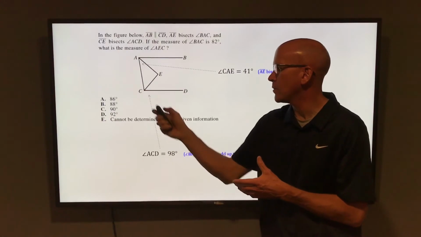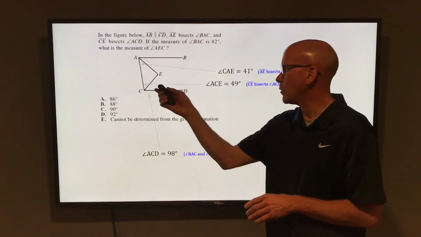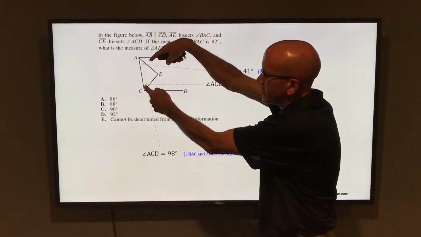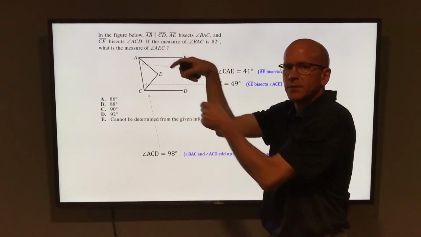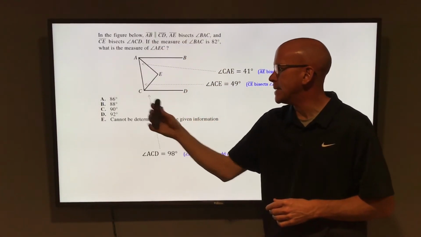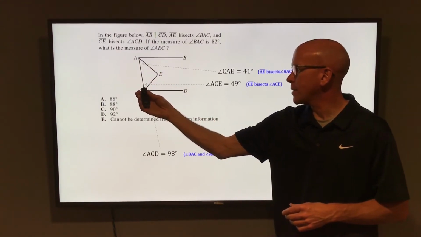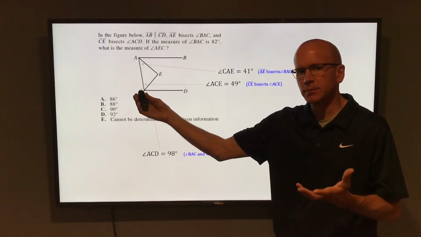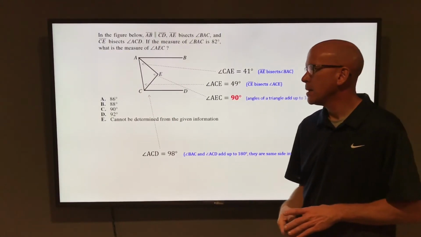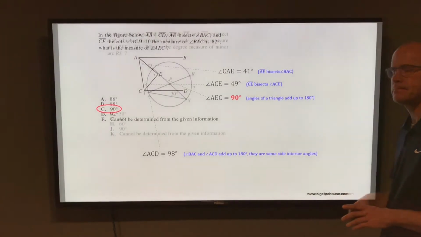So if that big angle is 98, then half of it would be 49. So angle ACE is 49. Now you know 2 angles of that triangle. Knowing 2 angles of that triangle, you can get the third angle, which is the one you're after, angle AEC. So if that angle is 41, that angle is 49, add those together and subtract from 180, that'll give you this missing angle, the one you're looking for, which happens to be 90 degrees, and that is letter C.